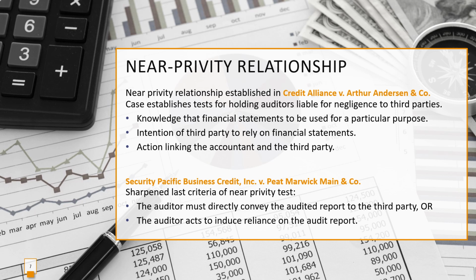Subsequently, in the 1992 case of Security Pacific Business Credit Inc. versus Peat Marwick, Main and Company, this last requirement of an action that links the auditor to the third party was even more emphasized in that it stated that the third party must be known to the auditor. The near privity test here is that the auditor must directly convey the audited report to the third party, or the auditor acts to induce reliance on the audit report.